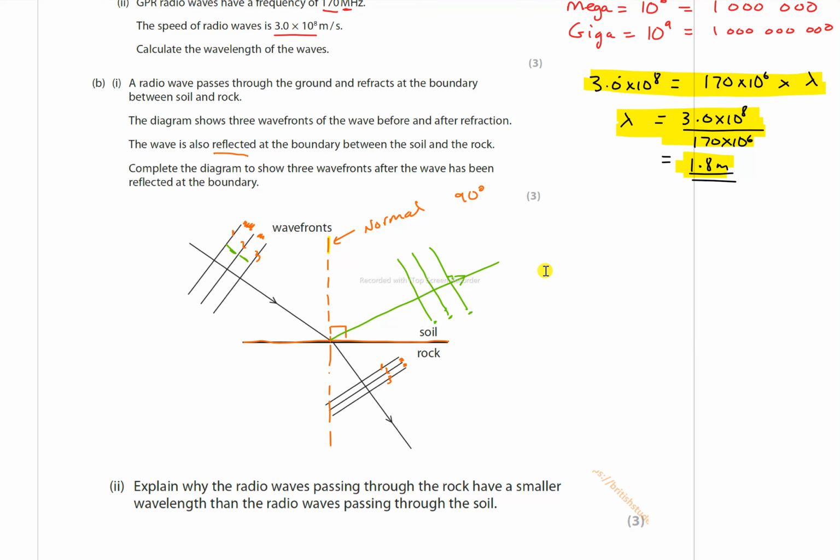Right, reflected ray drawn to the right of the normal and above the rock. Yeah, that's what we've drawn. There's the normal, there's the front, and it's above the rock. Wavefronts are perpendicular to the reflected ray, at 90 degrees. Wavefronts are parallel to each other, and the same spacing, consistent with the incident wavefronts. So these are the same as these.